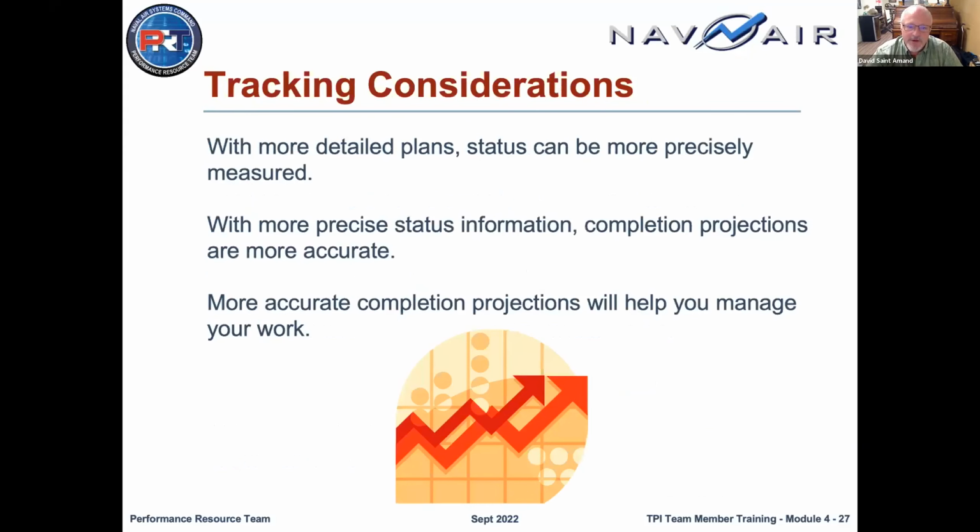All right, so some considerations. The more detailed your plan, the more precisely you can measure your status. The better you can measure your status, the more accurate your projections as to when you're going to be completed. And you want to be as accurate as you possibly can. So that means digesting your work down into reasonable sized pieces. Typically, let's say you're going to get about 10 task hours a week. You want your tasks to be between 2 and 12 hours so that you can get something done every week. Okay.